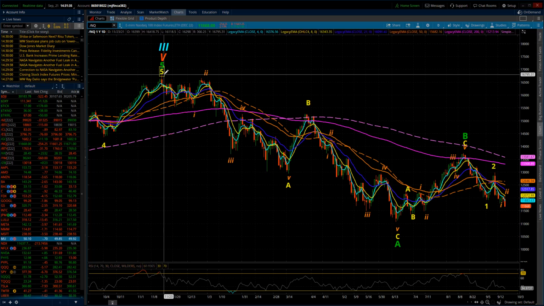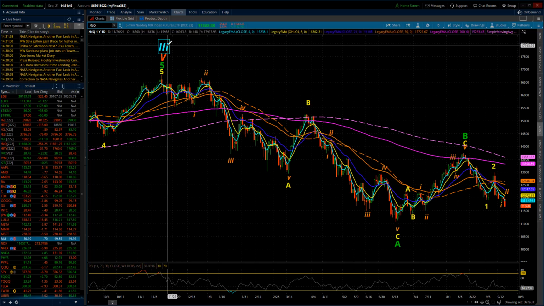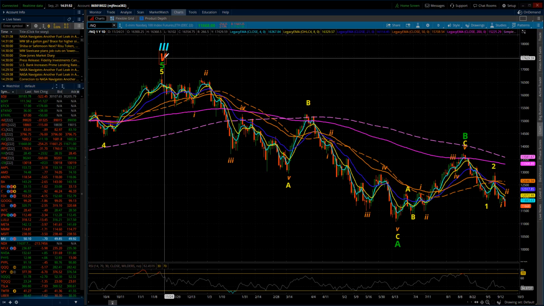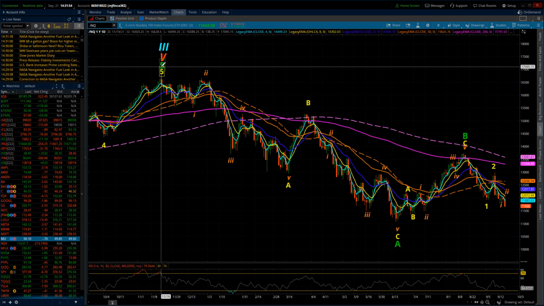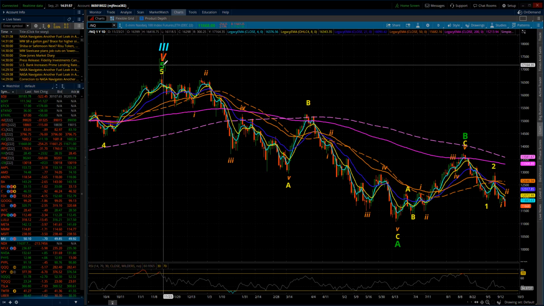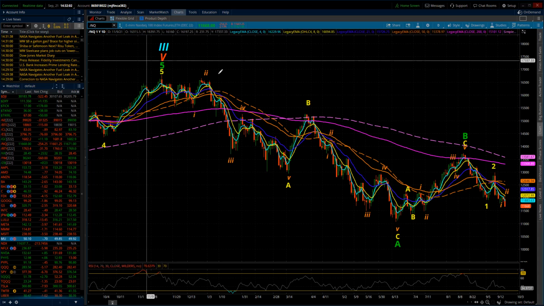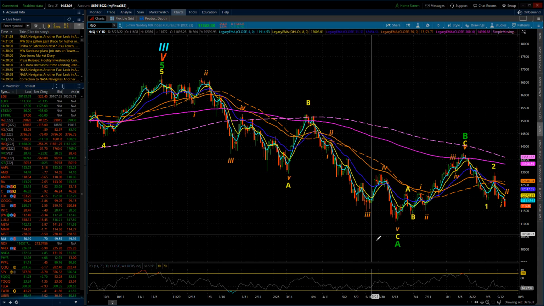Now we're starting here at the bottom, at the smallest degree that I'm actually counting at this level, and that would be intermediate. So we're looking for an ABC for the supercycle wave 4, and therefore an ABC in a cycle degree, and an ABC on a primary degree and an intermediate degree. Well, here's intermediate A, B, C.